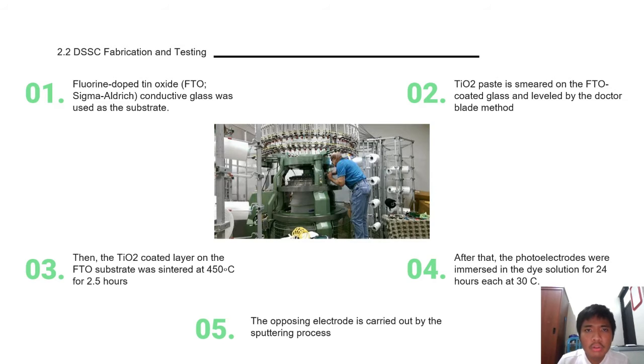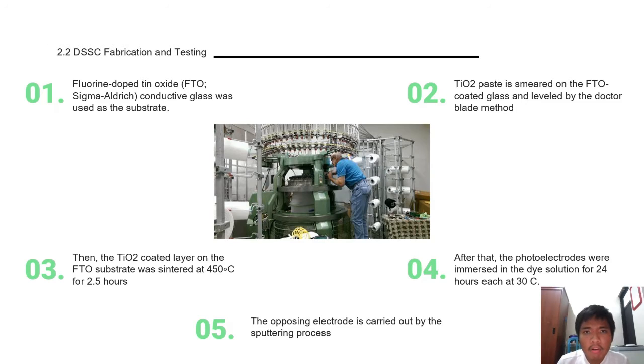For number 2, TiO2 paste was dripped on the FTO conductive glass and flattened by the Doctor Blade method until the TiO2 film became a homogeneous layer. The semiconductor layer is made at 20 meters and an area of 1 centimeter square. For number 3, the TiO2 coated layer on the FTO substrate was sintered at 450 Celsius for 2.5 hours to improve the bond between the semiconductor and the FTO glass.